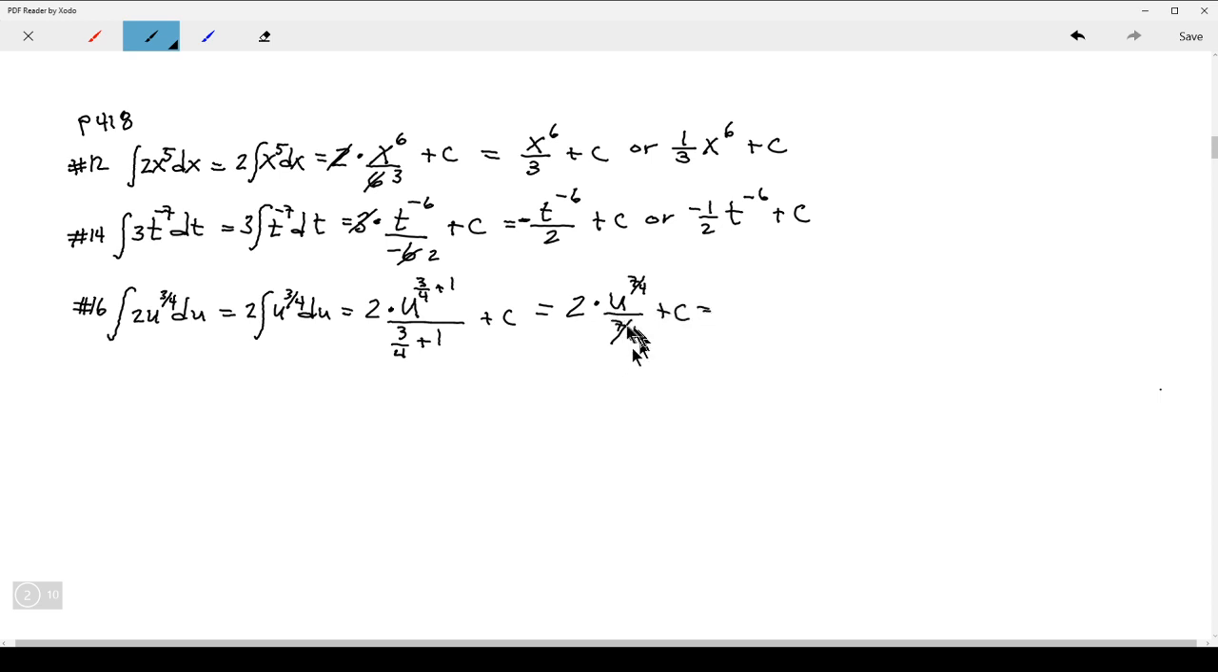And then I have to simplify this complex fraction, so I'm going to pull this up and flip it. So that becomes 2 times 4/7 u to the 7/4. And then that's 8, so this is going to be 8/7 u to the 7/4 plus c, like that.